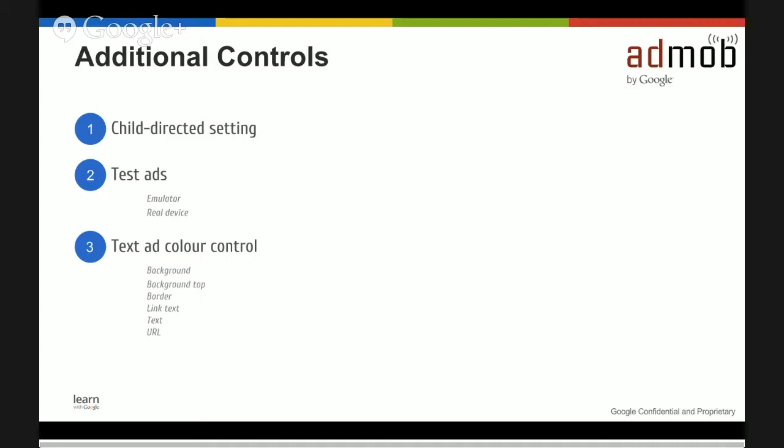Finally, you can give us some additional controls for how you want text ads to look. So whether that be the background, the border, or the URL colors, that's all down to you as the AdMob monetizer.